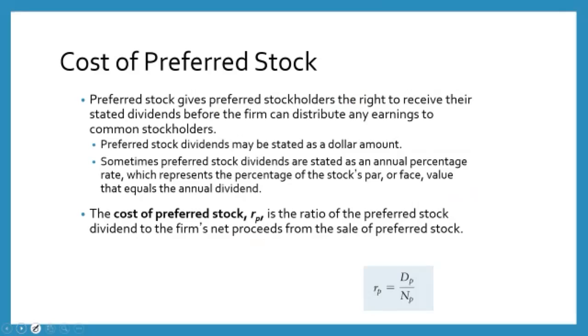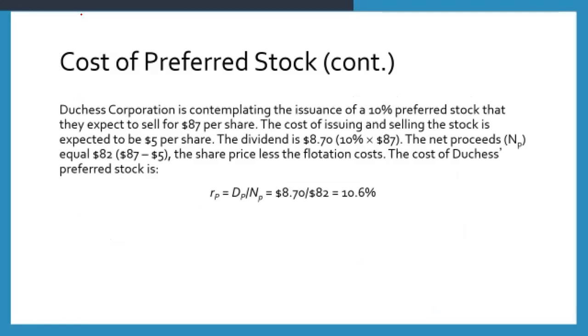So the cost of preferred stock, now that we just calculated the cost of debt. The cost of preferred stock is the ratio of the preferred stock dividend to the firm's net proceeds from the sale of the preferred stock. So it's simply the dividend divided by the proceeds to get the cost of preferred stock.